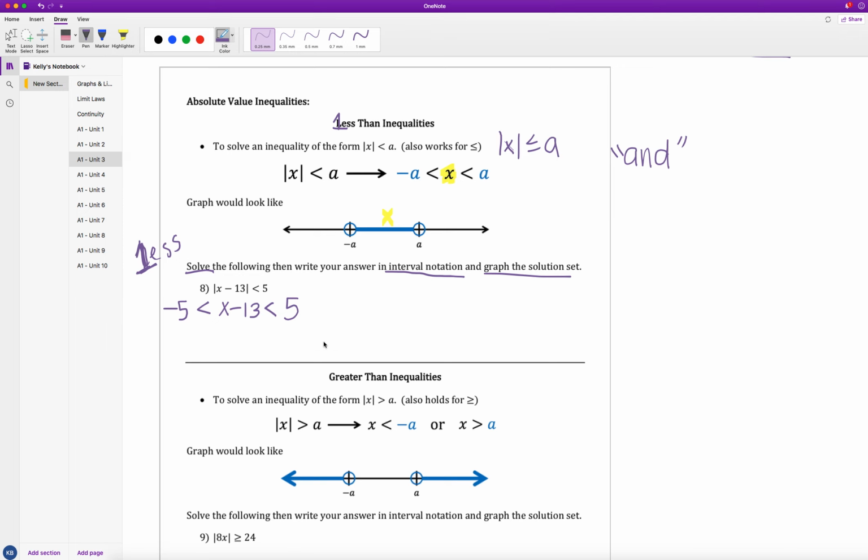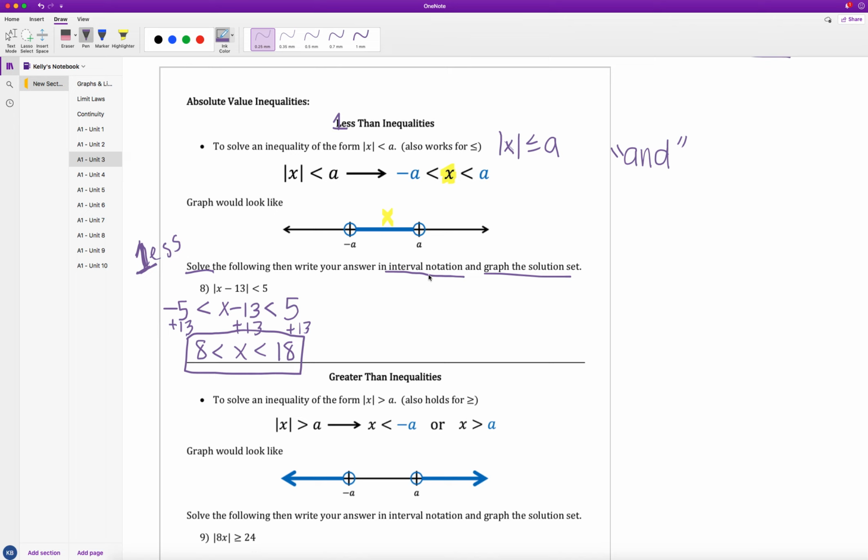Now we've solved compound inequalities already, so to solve this, we know I need to move that 13, but because I have 3 pieces of it, it means I'll be adding 13 to each of these parts. So what I end up getting then is 8 less than x less than 18. And we have now solved our absolute value inequality. And that will be our answer in inequality notation.